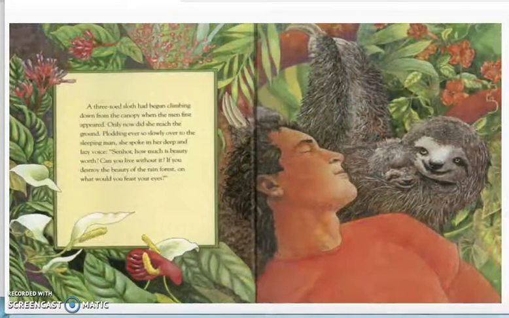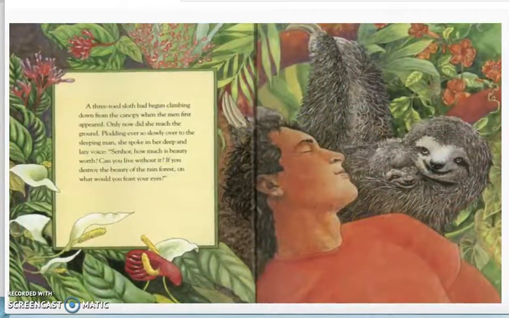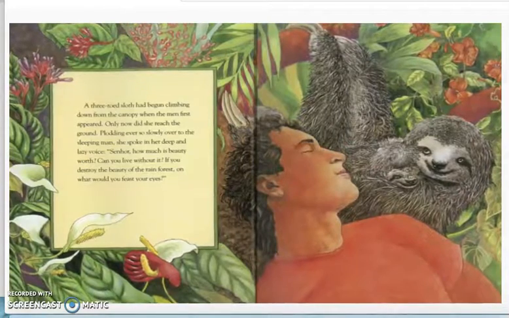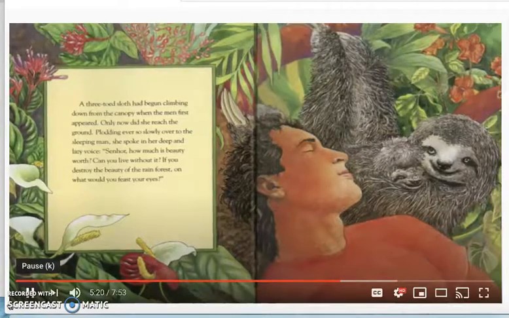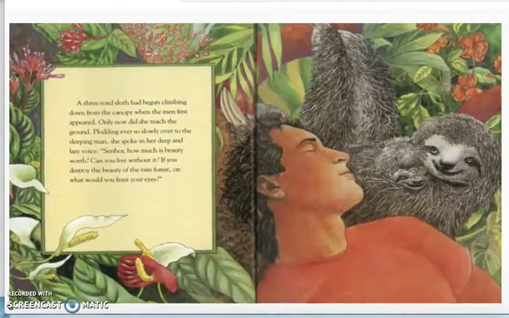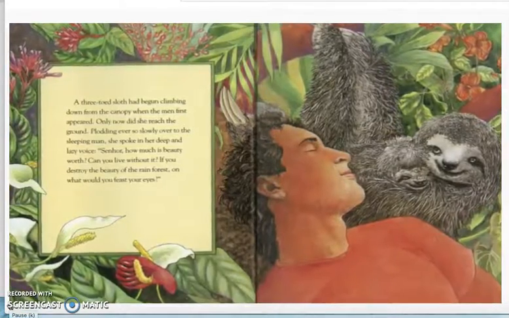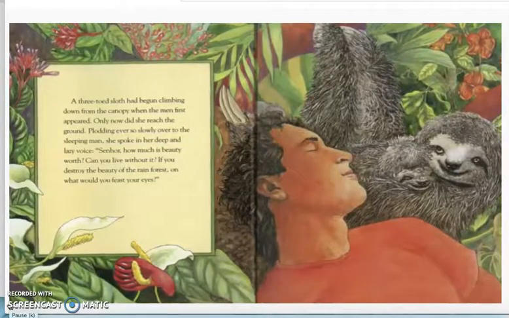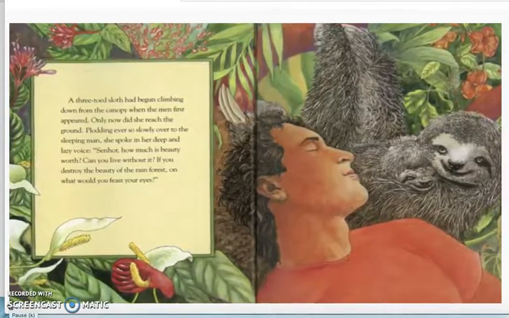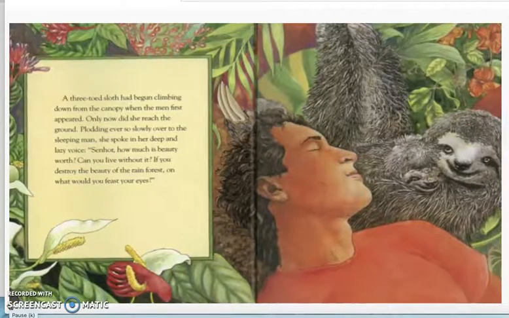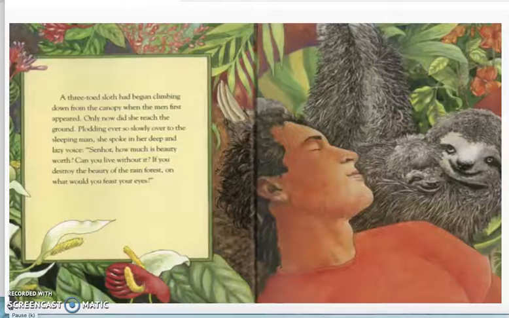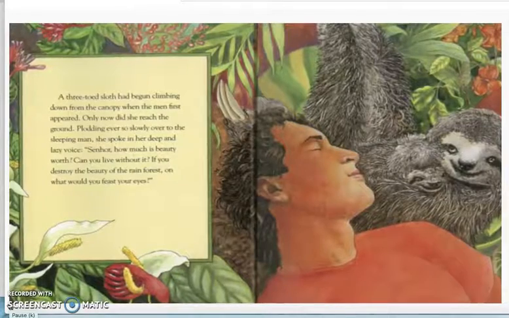A three-toed sloth had begun climbing down from the canopy when the men first appeared. Only now did she reach the ground. Plodding ever so slowly over to the sleeping man, she spoke in her deep and lazy voice. Senor, how much is beauty worth? Can you live without it? If you destroy the beauty of the rainforest, on what would you feast your eyes?